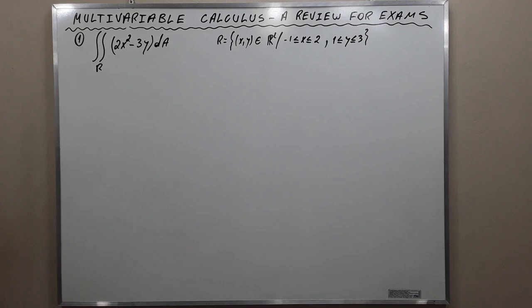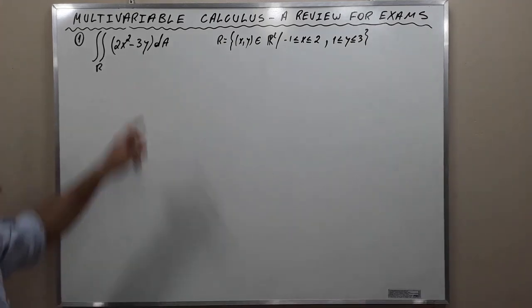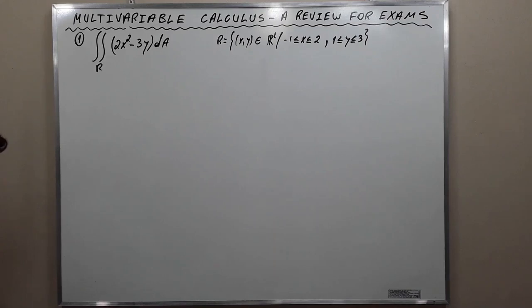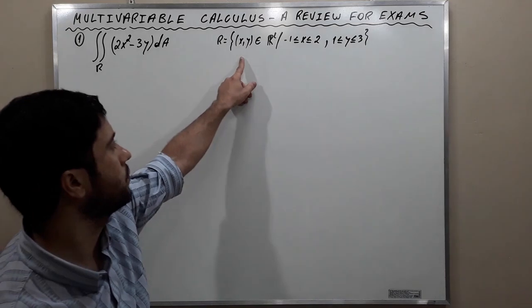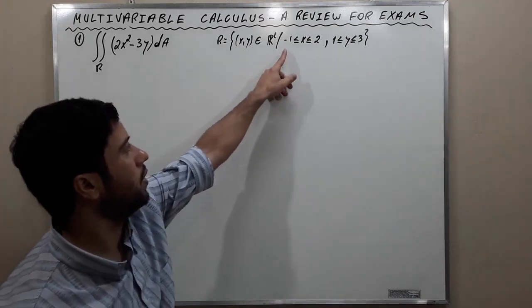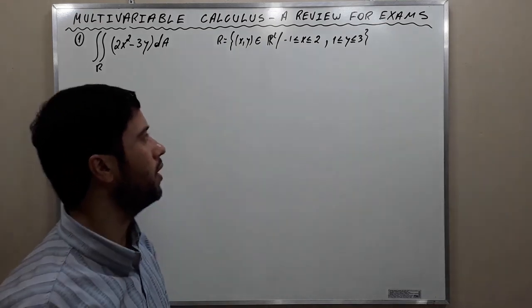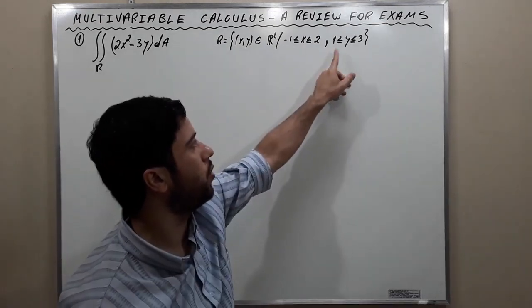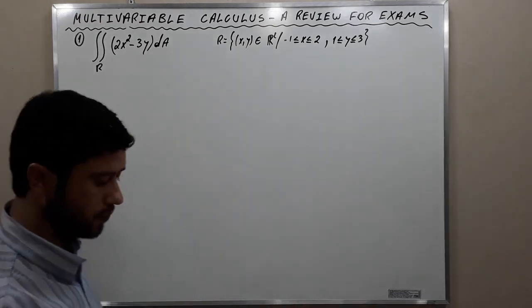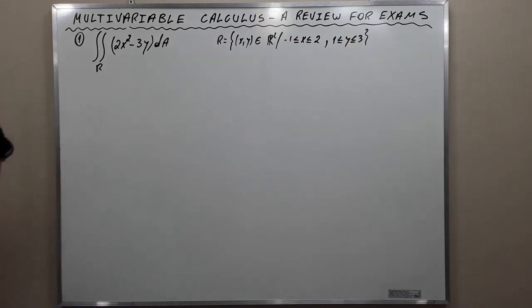Exercise 1, calculate the double integral, if R is the region composed of points x, y, if x varies from -1 to 2, and if y varies from 1 to 3. Okay? This is question 1. Let's go to the solution.